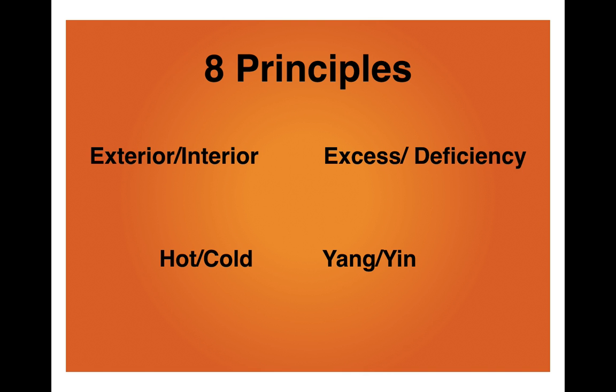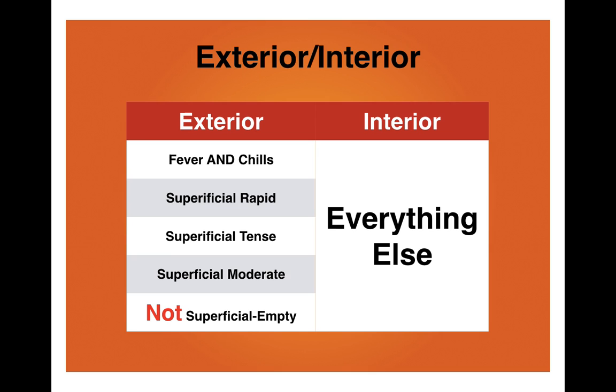We have 3 categories, actually 4, because everything arises from Yin and Yang. They're not really considered. So what we have here is we are going to look at exterior, interior, excess, deficiency, hot, and cold. And we're going to be able to take every single symptom in a case study and effectively decide which category it belongs in. Let's take a closer look at our first pair. We have exterior and interior.